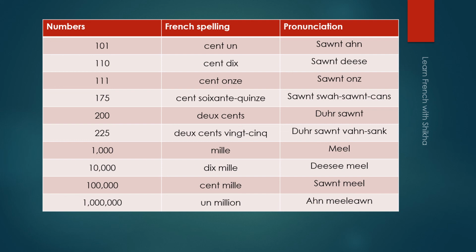So let's repeat all the numbers again. 101 is cent un. 110 is cent dix. 111, cent onze. 175, cent soixante-quinze. 200, deux cents. 225, deux cent vingt-cinq. 1000, mille. 10,000, dix mille. 100,000, cent mille. 1 million, un million.